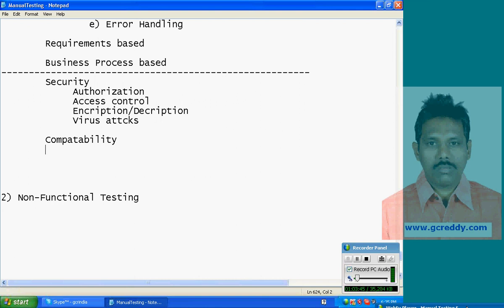See, verifying how the system is interacting with specified systems, not all. Suppose our system is designed only for Windows, we need not check on the Unix environment, only intended systems. See, checking the ability of the system, how it is interacting with specified systems.